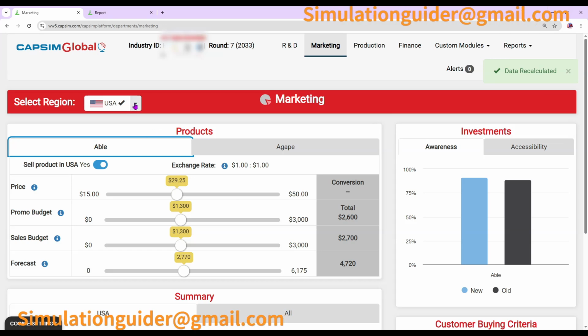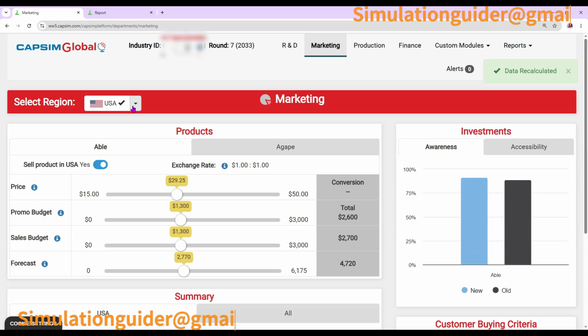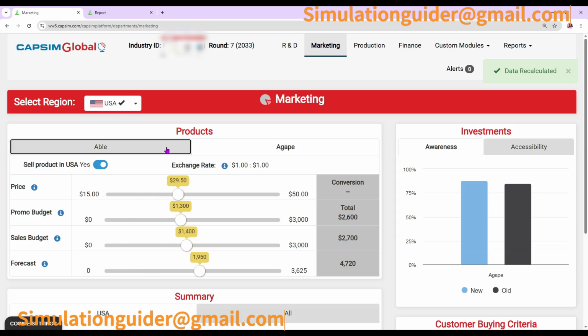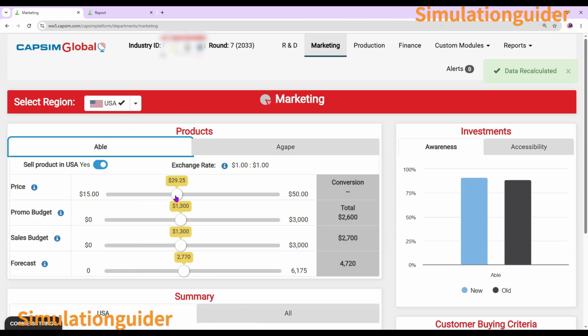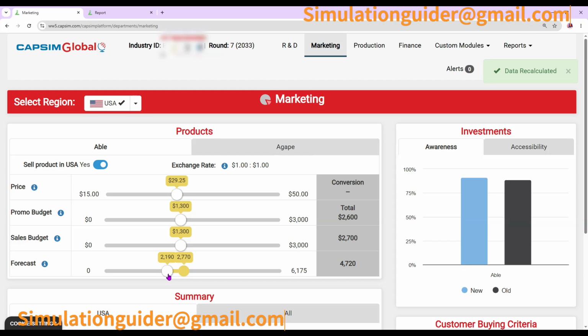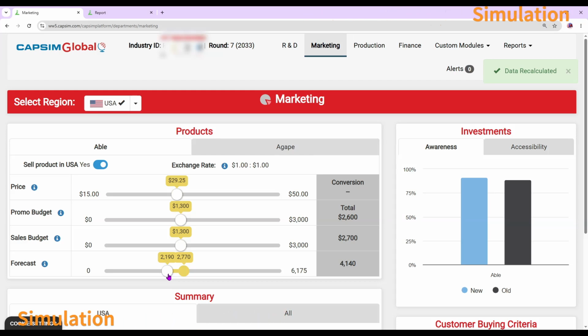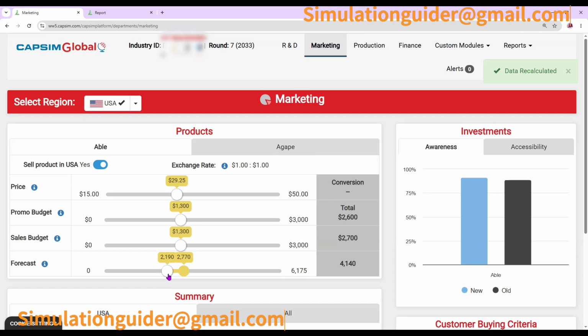So for the USA market, we are selling two products. That's the Able and Agep. So Able, we won't change any pricing. Our prices are quite fair. I went through them on the report. Promo budget is fair too. Sales budget is fair. So we'll only make adjustments for the forecast. So for the forecast, I'm going to give it around 2190. This is because we have a high inventory on this product, so I don't want us to forecast more, because we'll lose and get into an emergency. So I'll give it 2190.